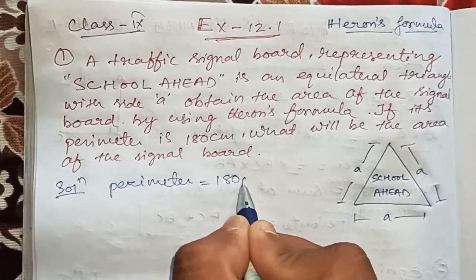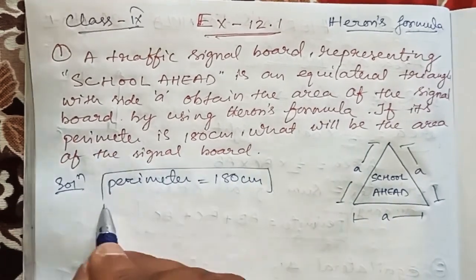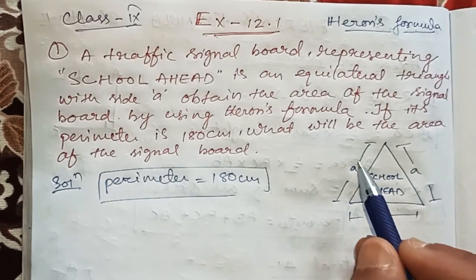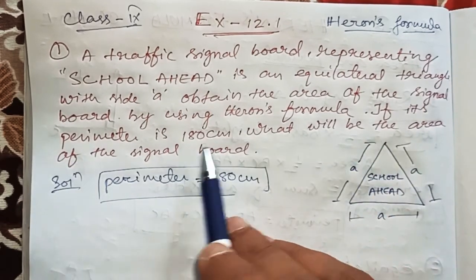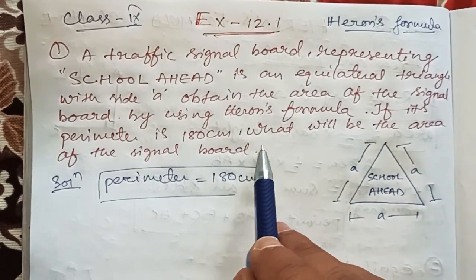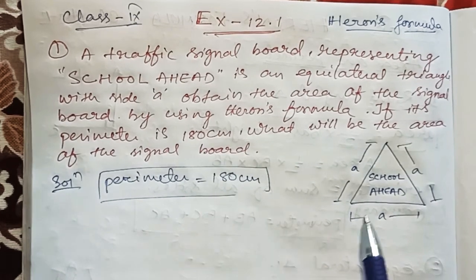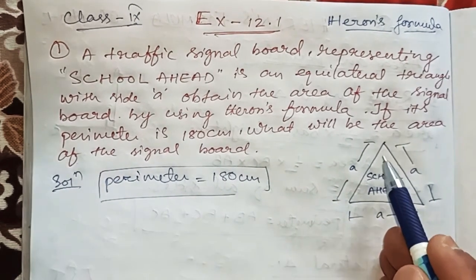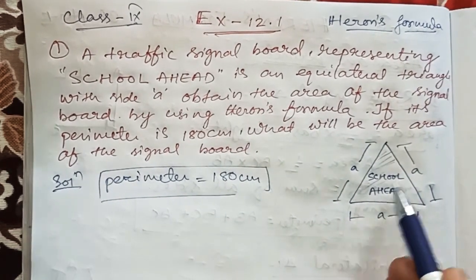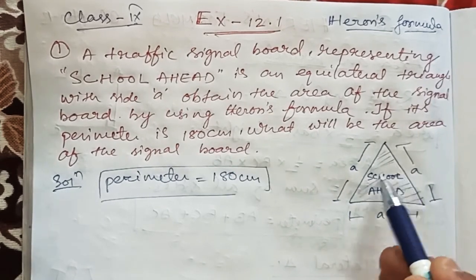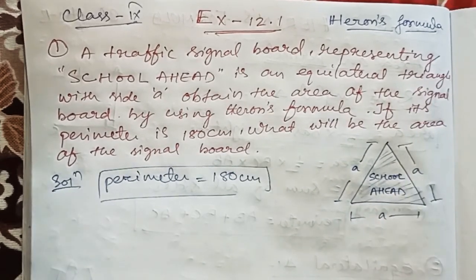What is perimeter? Perimeter means the boundary of the triangle. If its perimeter is 180 centimeter, what will be the area of the signal board? We have to find out the area of this signal board.